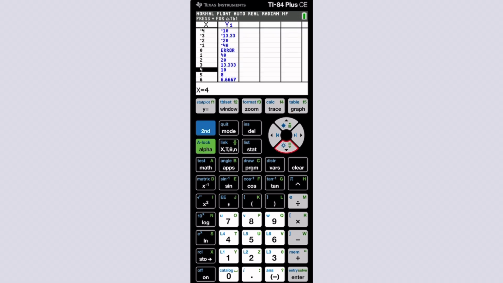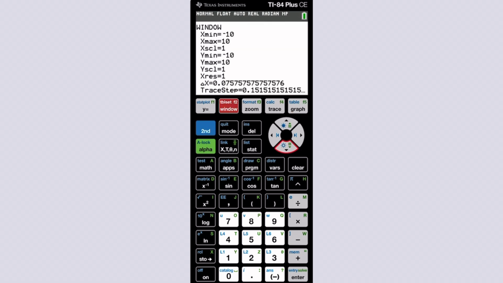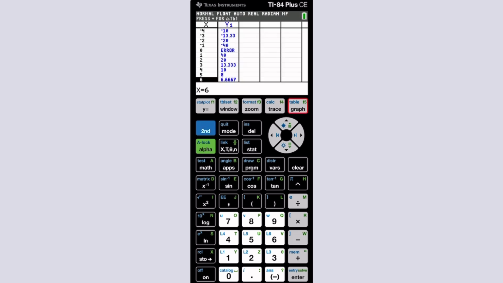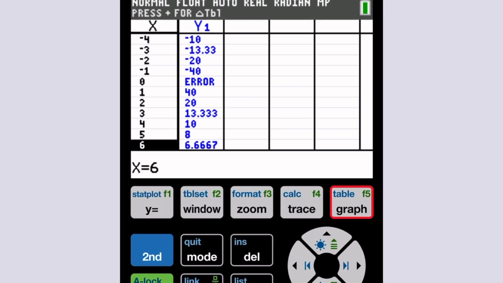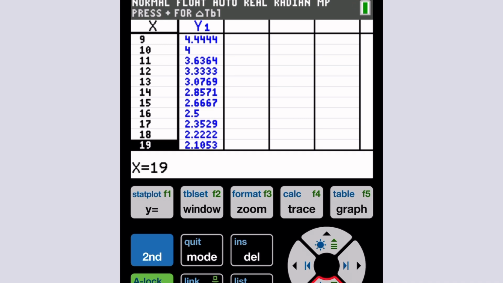Sorry about that. These are your factors for 40. So this means that 1 times 40 is 40, 2 times 20 is 40, 4 times 10 is 40, 5 times 8 is 40. And these are all your factors, basically. What you want to find is a perfect square.